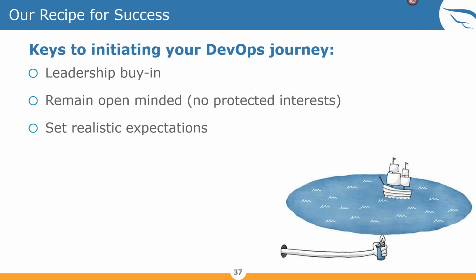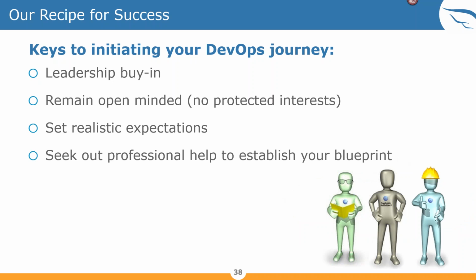So look at that and set realistic expectations for the organization. And then last is to seek out professional help to do your blueprint. And again, obviously, I have a self-interest in this concept of the recipe for success. But it is really true that you need organizations that have done this and worked through this. Most organizations might have pockets of it, and you might have expertise in it. But it's actually developing the overall roadmap and blueprint for your DevOps journey.